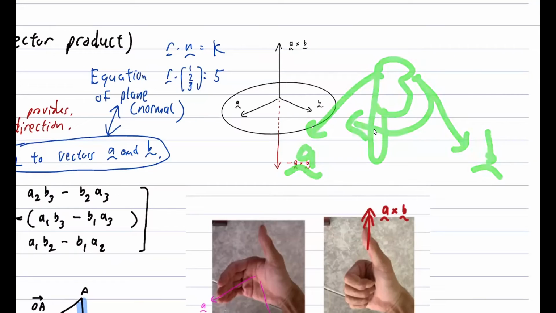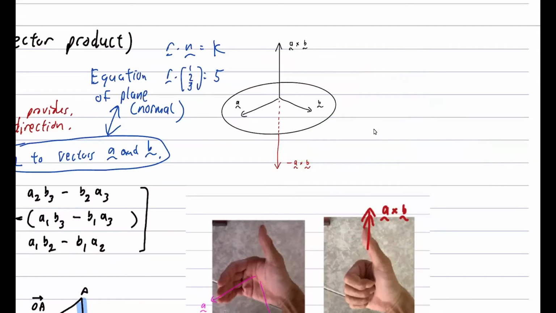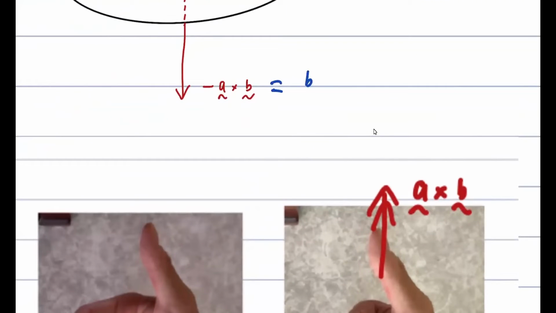So B cross A, then it will go downwards because your thumb is now pointing downwards, which means that it is A cross B but with an extra minus sign. Does that make sense? So it's minus A cross B. Of course, this is exactly equal to B cross A. Can you remember this? There must be a minus sign when you swap the order.